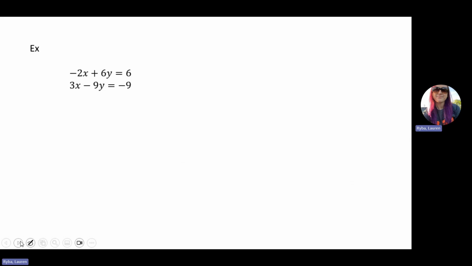Okay, so let's do another one by hand, and then we'll practice more with the calculator. All right, so I have negative 2x plus 6y equals 6. 3x minus 9y equals negative 9. So I'm going to put negative 2, 6, 6, 3, negative 9, and negative 9.